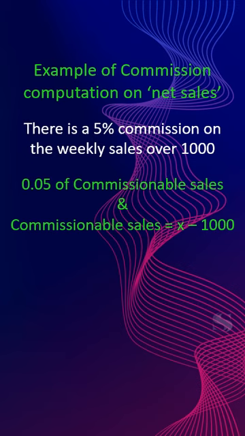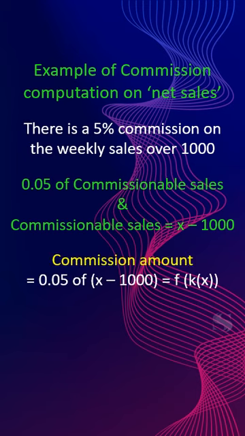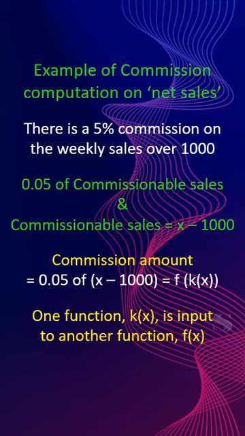In other words, we take the weekly sales, x, subtract off 1000 on which we do not get commission, and then take 5% of the reduced sales amount. This is equivalent to 0.05 of (x minus 1000). And using functions, it is F of (x minus 1000) or F of K(x). In this case, the new function is a nested one. We use one function, K(x), as the input to another function, F(x). Hopefully, we get some sense of how new functions are created by combining functions.